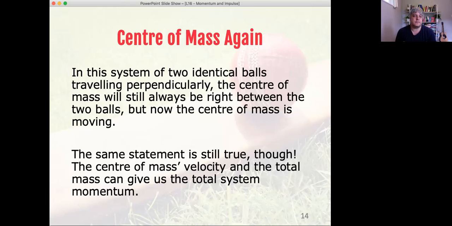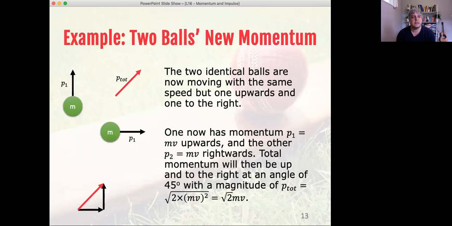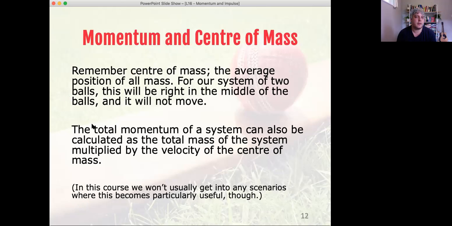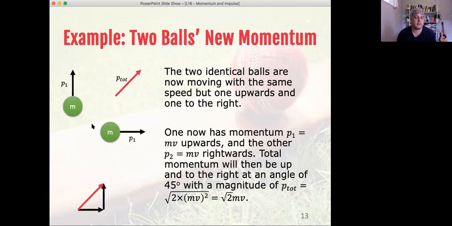In that system, the center of mass is still always going to be right halfway between the two balls, but now the center of mass is actually moving. So let's go back a slide and have another look. The center of mass where the two balls are now would be right in between them. As the balls move away, the left one moving upwards and the other moving rightwards, the center of mass would move along that direction illustrated by the total momentum vector that we've got there. They'd move along that line.